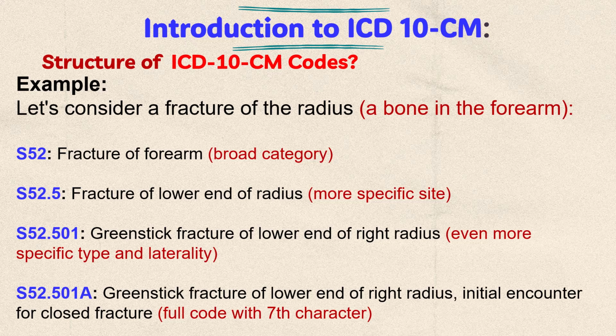So the code S52 is fracture of forearm. It's a broad category. S52.5 is fracture of lower end of radius. This is the more specific site. S52.501, that is greenstick fracture of lower end of right radius. This is an even more specific type and laterality. S52.501A is greenstick fracture of lower end of right radius, initial encounter for closed fracture. So this is the full code with the 7th character. We will see in the next part of the video how to find the codes in real time.